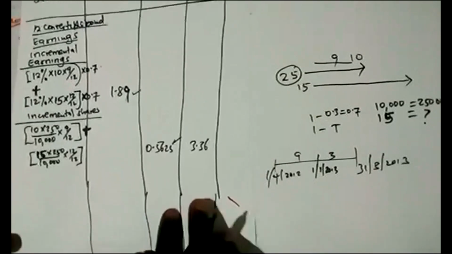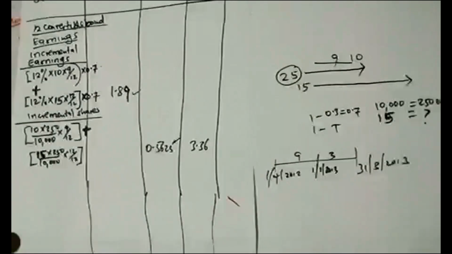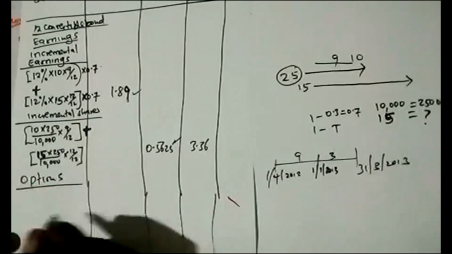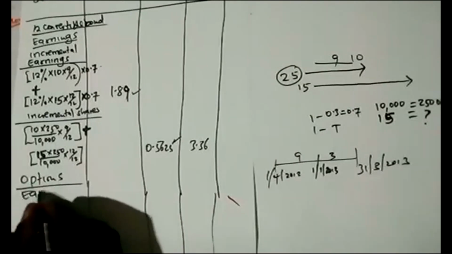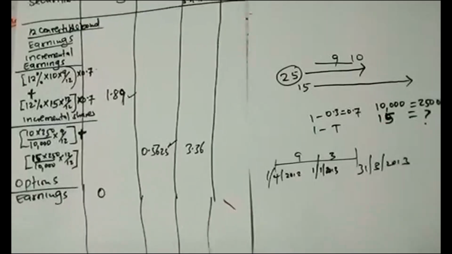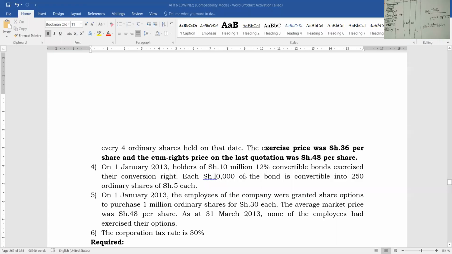So the potential security again, which was there, is concerning the options. Under options, obviously earnings is 0. The earnings is 0 because nobody would exercise. There's nobody who would exercise these options which they were given.